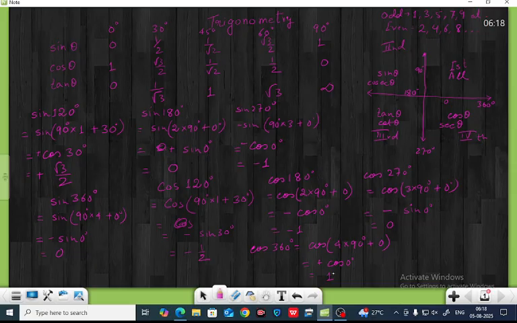In this way you can find the various values, right? We have got the values of sine and cos, and now we'll find the value of tan theta.